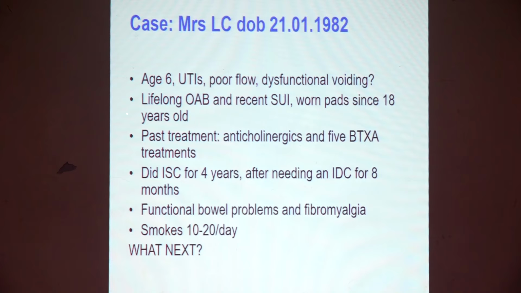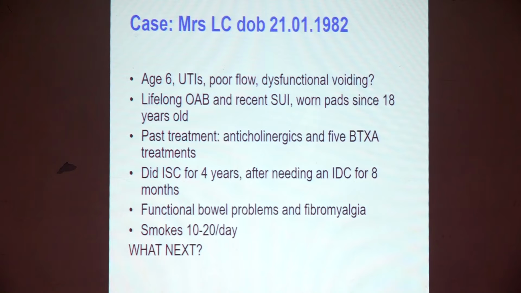She then obviously had overactive bladder, and when she came to see us, she'd also developed stress incontinence. She'd been wearing pads since she was 18. She'd had anticholinergics and 5 lots of botulinum toxin. She did ISC for 4 years, and at one point needed an indwelling catheter for almost a year. She also had functional bowel problems, fibromyalgia.